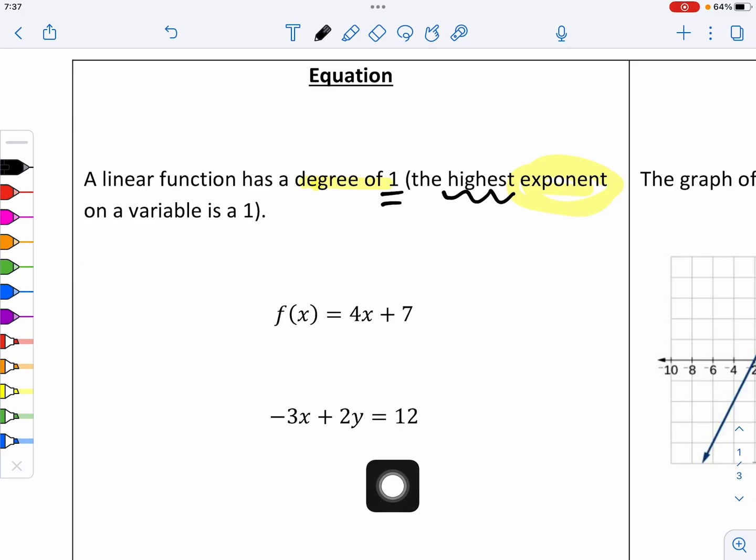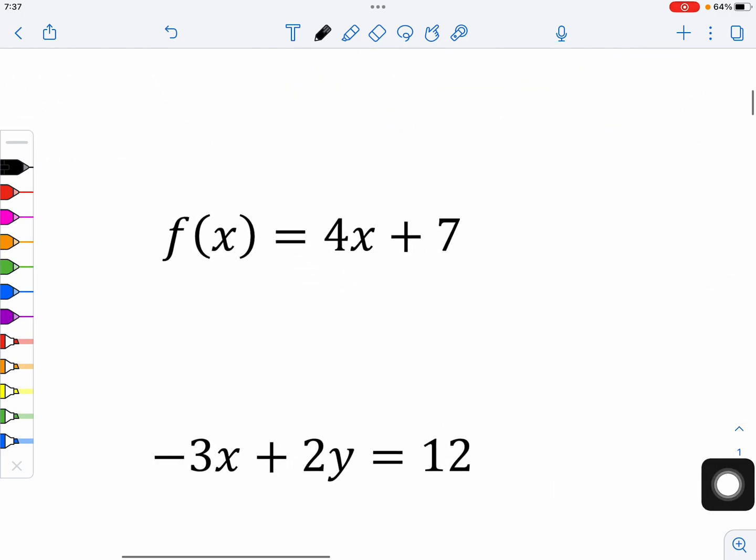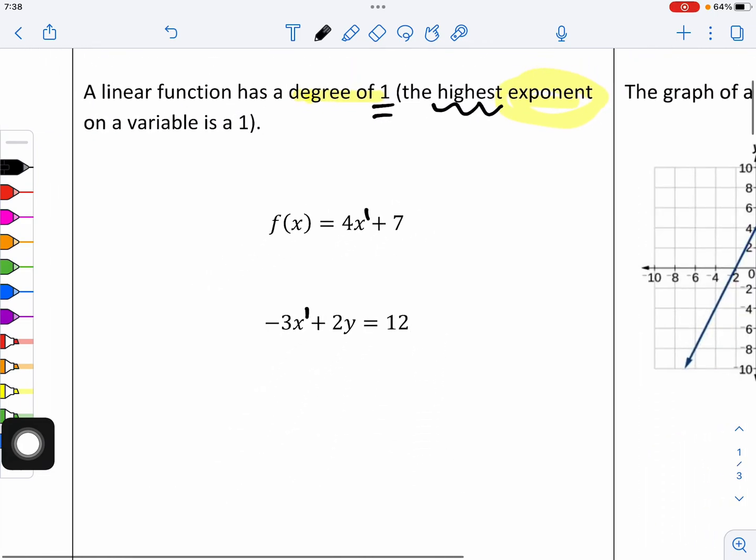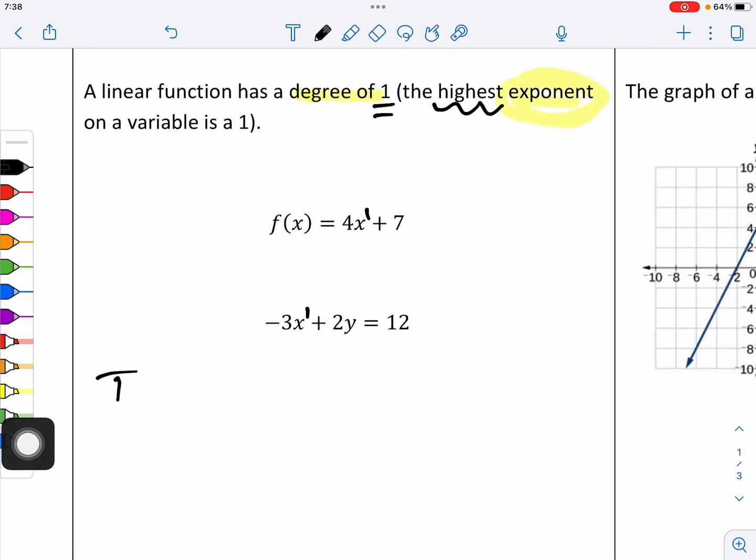So when I look at these two equations, I can see that on the x variable, my exponent is 1, and I don't have any other x's with any other exponents. In standard form, I can see that the same thing is happening. My x variable has an exponent of 1, and there are no other exponents. In fact, the y doesn't have an exponent other than 1 either. So when your degree is 1, when the highest exponent is 1, your function is linear. So you would say that this function is linear.